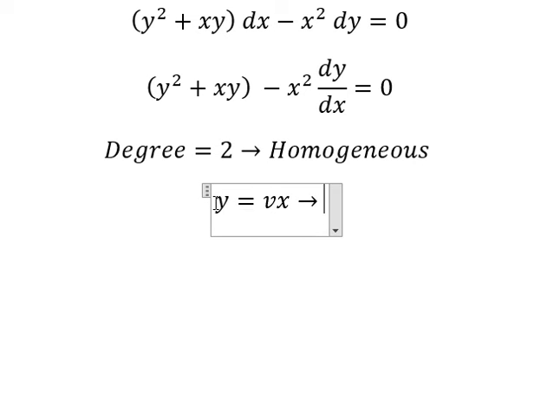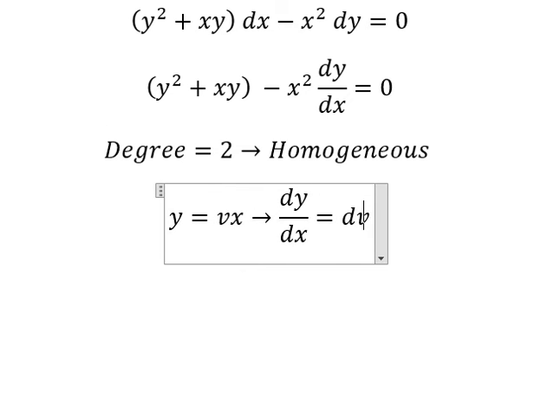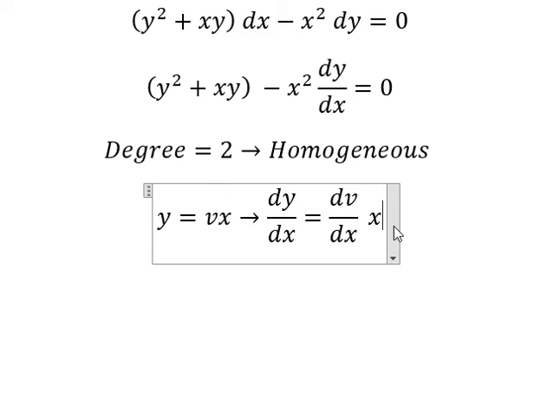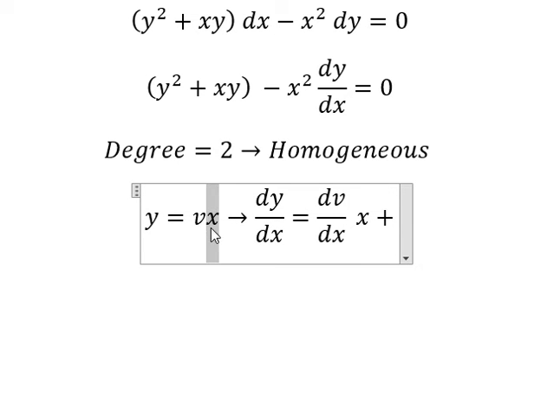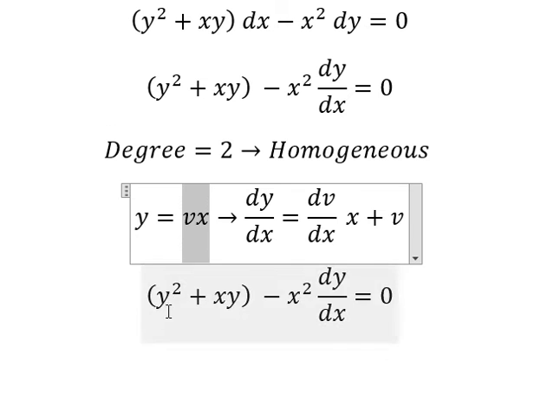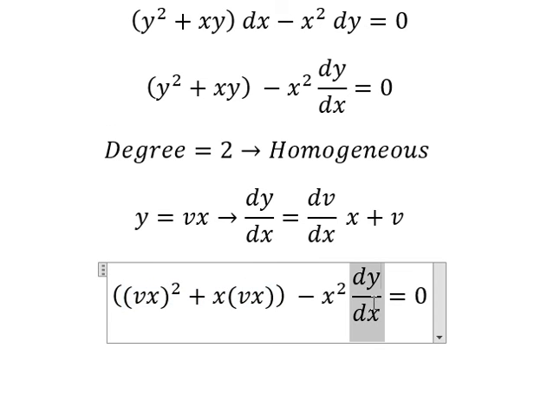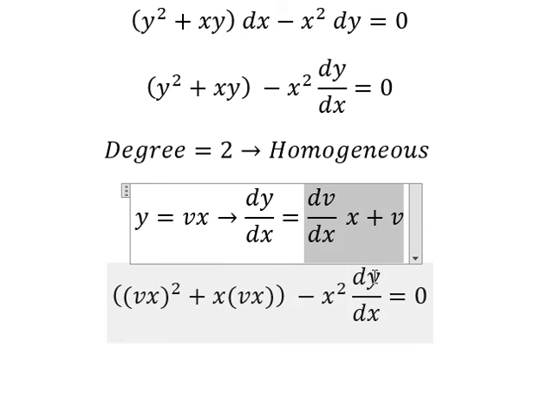Later we do first the derivative for both sides, and this one we have dy over dx. Next we do first the derivative of v, we have dv over dx multiplied by x. Later we do first the derivative of x, so we have number 1, so we have v. So we change this one for y. This one we change by this one.